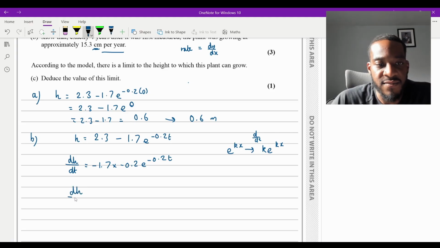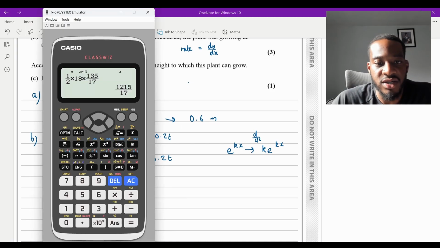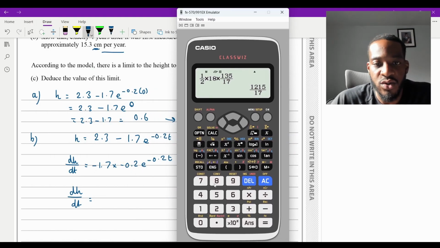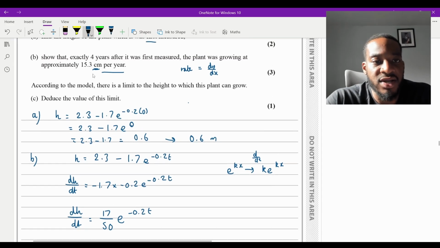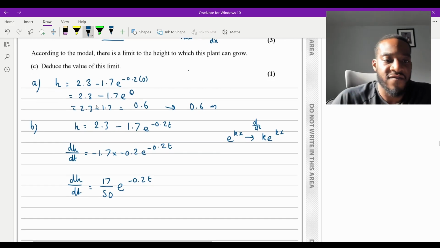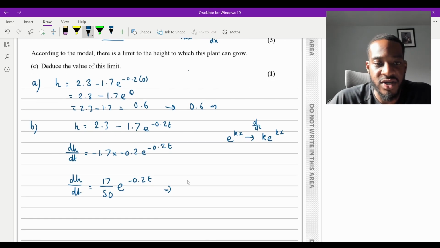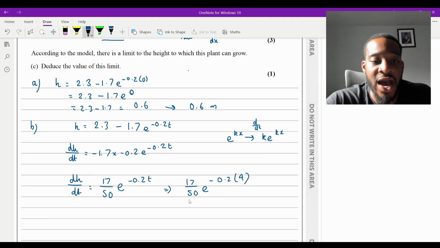So that means dh/dt will equal, and I'll just punch this into my calculator to see what it simplifies to. I'm going to do minus 1.7, even though I don't need the minuses, minus 1.7 times minus 0.2. I could have done it without the minuses, but I'll do it just to be thorough. 17 over 50. So I've got 17/50 e to the negative 0.2t. Now I'm going to plug in t equals 4 into that. So it's going to be 17/50 e to the minus 0.2 times 4, right? And this is going to tell me the rate at which it's growing after 4 years, isn't it?